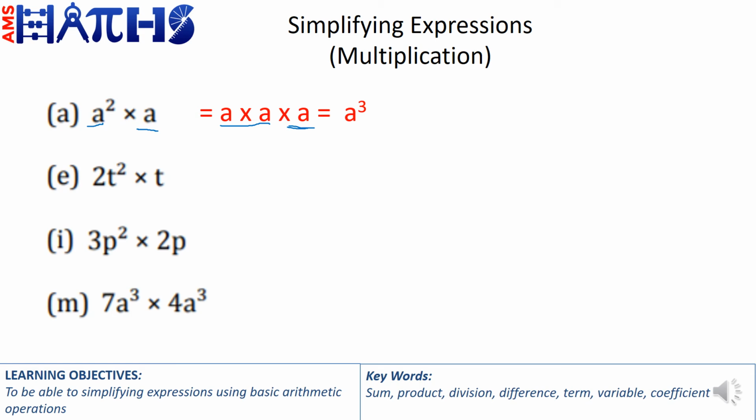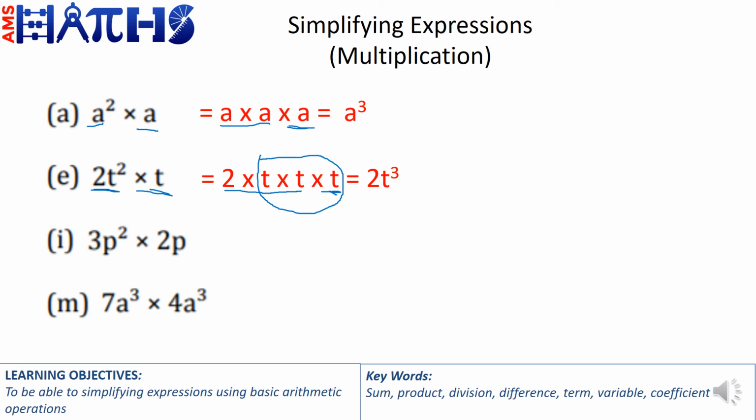For the second example, we have 2t squared times t, and again I will break down t squared. So we have 2t squared, which is represented by 2 times t times t, and then our final t in the question is also indicated here. As you can see, we have 3 t's being multiplied, so t is being multiplied by itself 3 times. So we have 2 times t cubed. In our next example, we have 3p squared times 2p. And so what we will do is we'll put the numbers together as it's all multiplication. It does not matter the order it's written in.